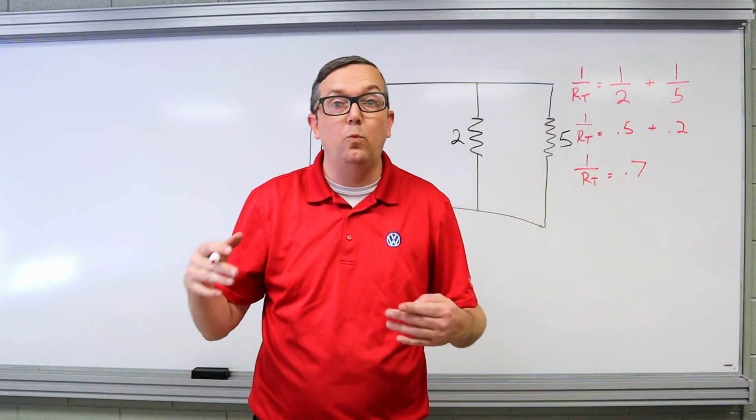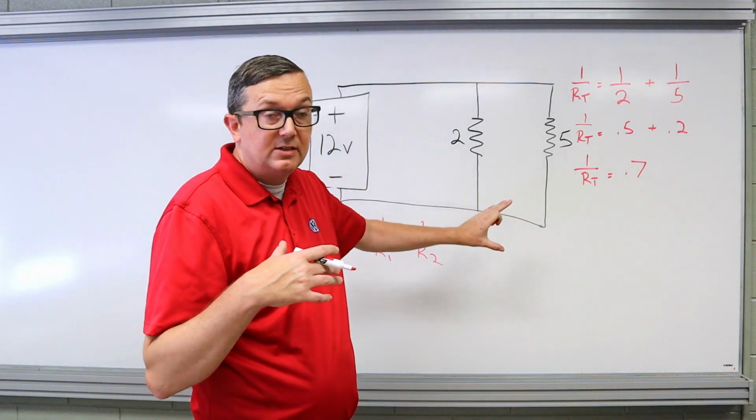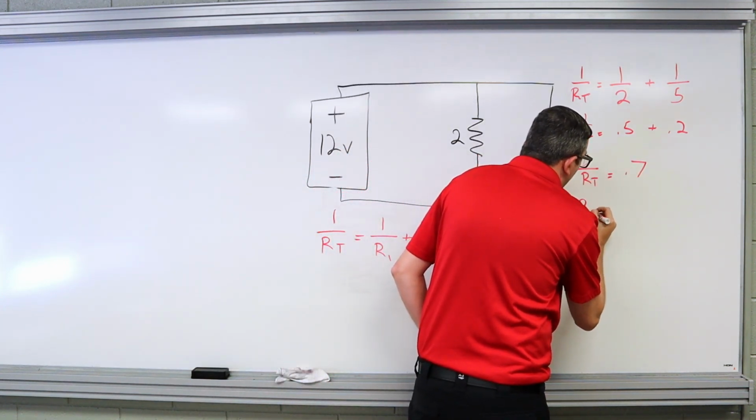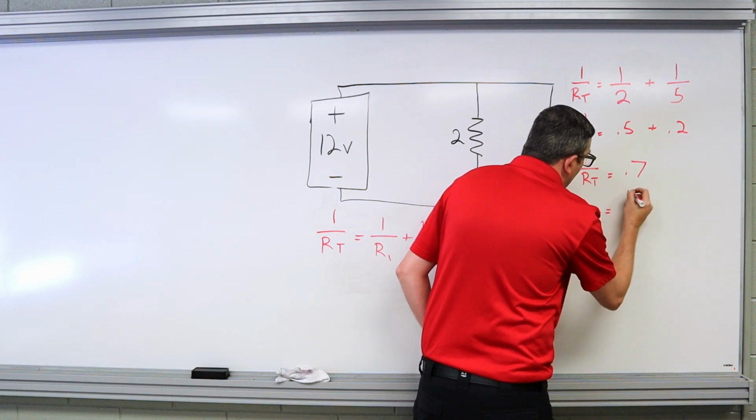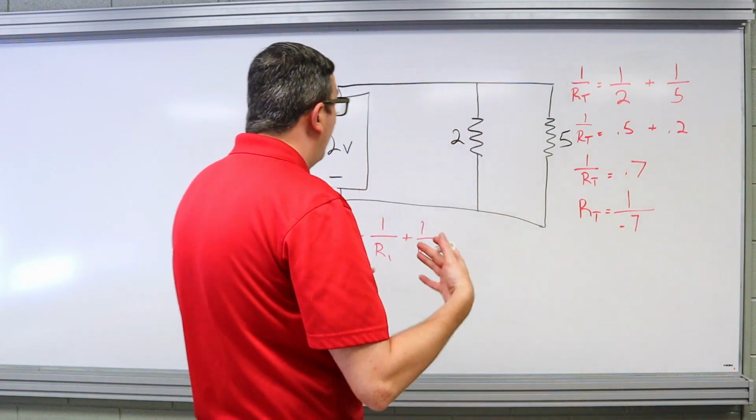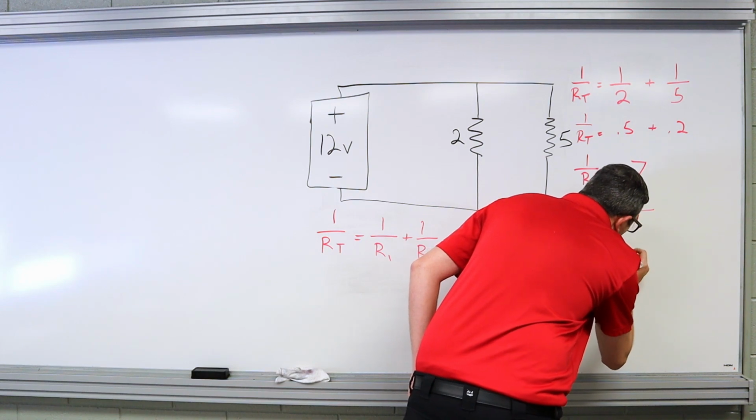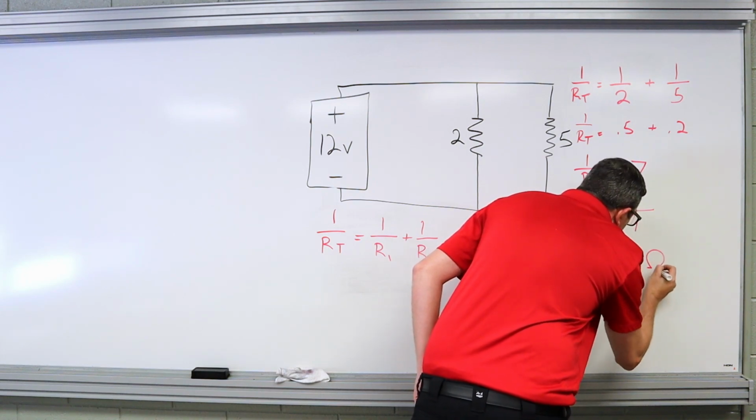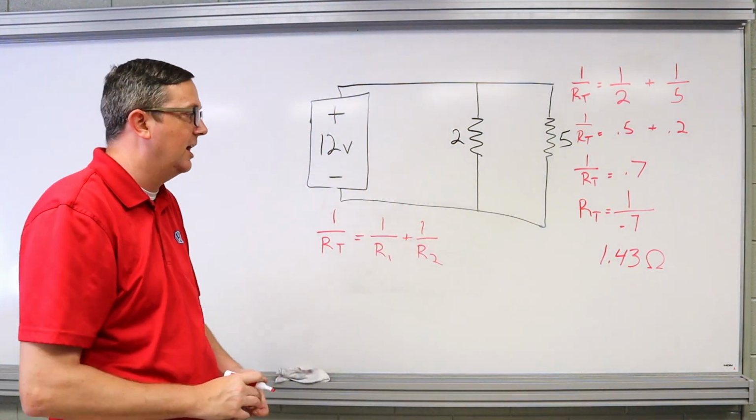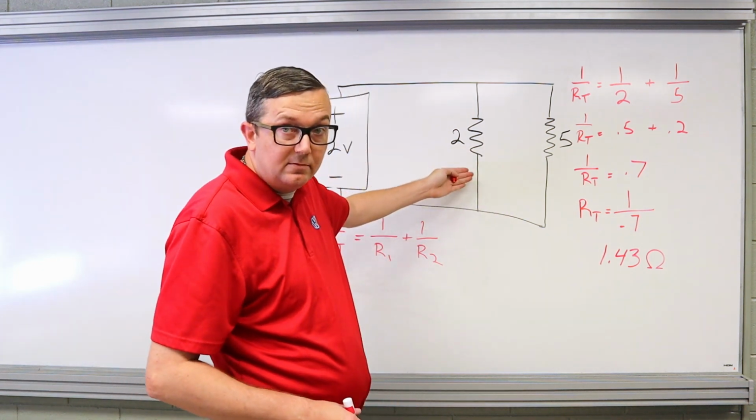So now I've got to do one more thing before I can figure out my complete circuit resistance, right? I've got to take this 1 and move it over here. So total resistance is going to be 1 over 0.7, okay? So I take that 1, I divide it by 0.7, and it gives me 1.43 ohms, okay? 1.43 ohms is our total circuit resistance, okay? Now, we double check that. It's under 2, right? Which means we're probably right, okay?